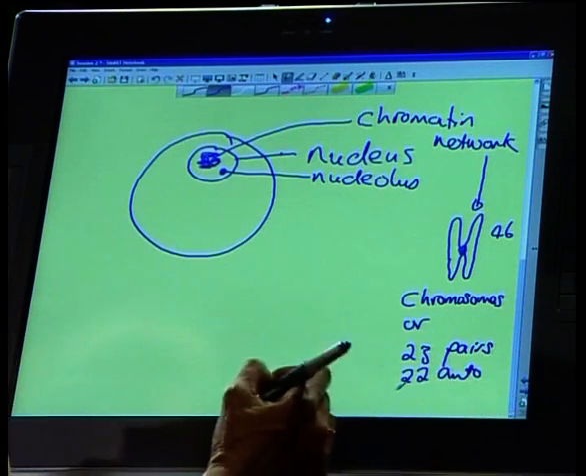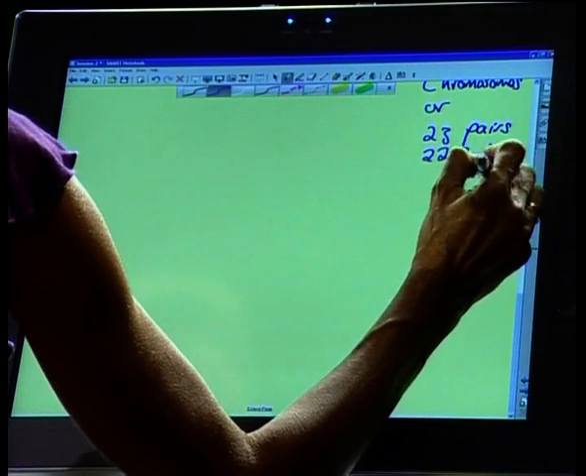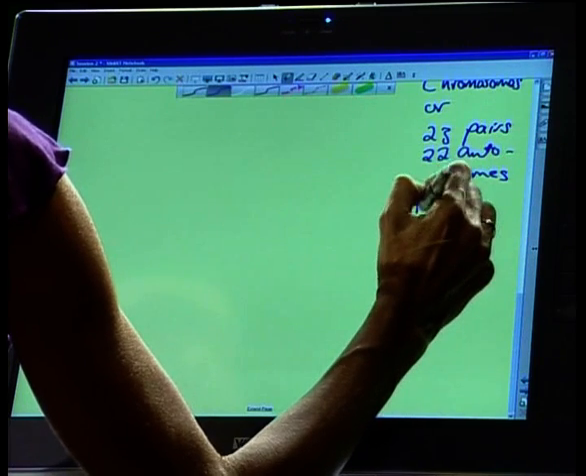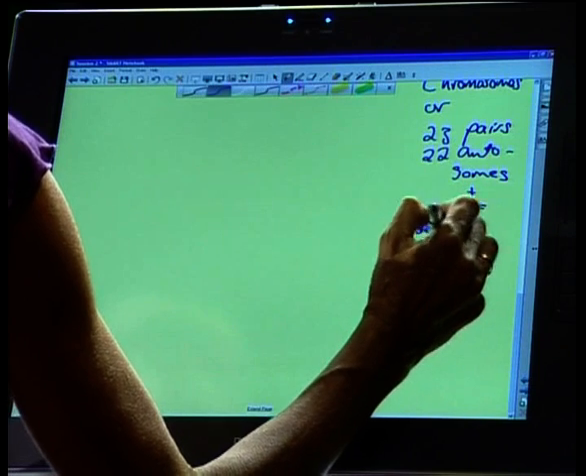I need to make this go down. Autosomes plus one pair, which are your sex chromosomes.